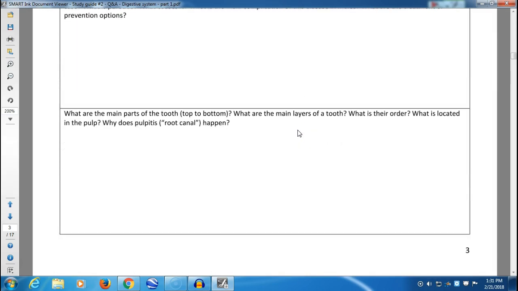Tooth, top to bottom: crown, neck, and root. Layers: enamel, dentin, and then pulp. The pulp is in the pulp cavity, and what are you going to find in the pulp? Nerves and blood vessels, right?